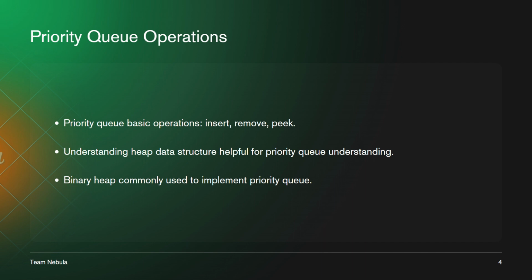Priority queue operations. Basic operations of a priority queue are inserting, removing, and peeking elements. Before studying the priority queue, please refer to the heap data structure for a better understanding of the binary heap, as it is used to implement the priority queue in this article.